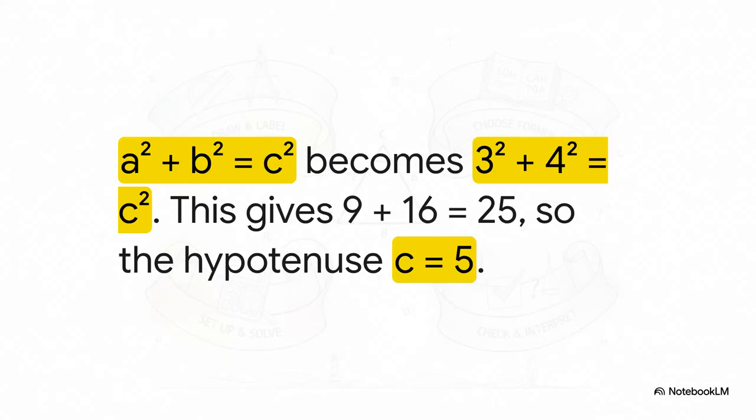So we just follow the recipe. Step 1, find the missing side. We've got the 2 legs, so it's Pythagorean theorem time. 3 squared is 9, 4 squared is 16, add them up, you get 25. What's the square root of 25? It's 5. And just like that, we've got our hypotenuse.